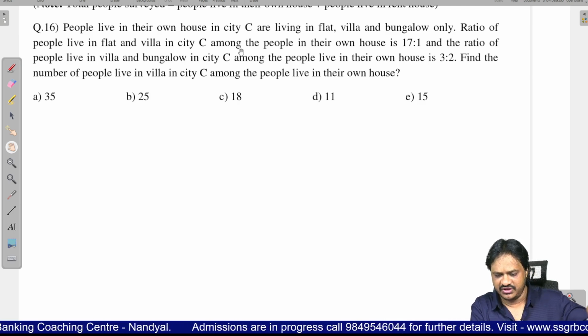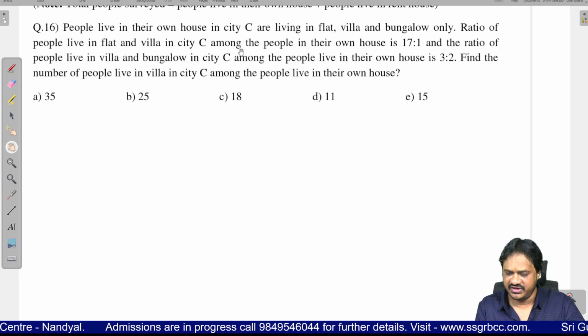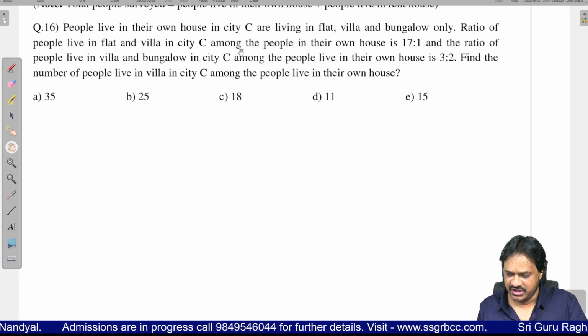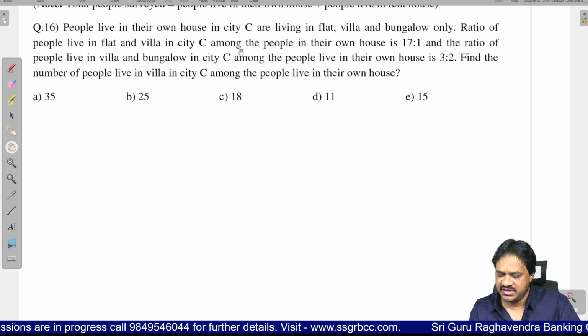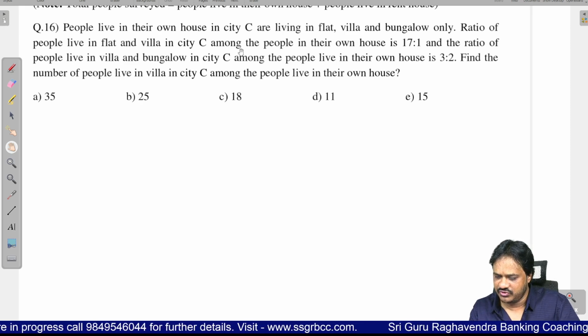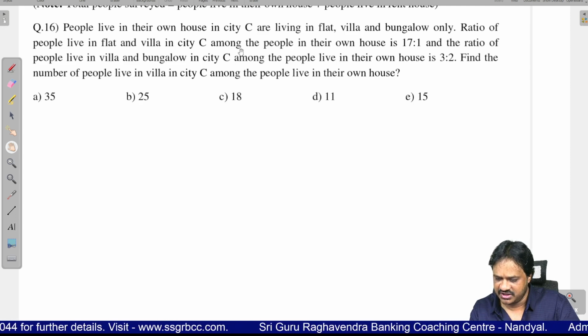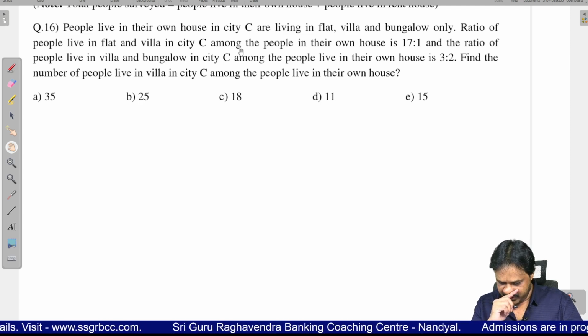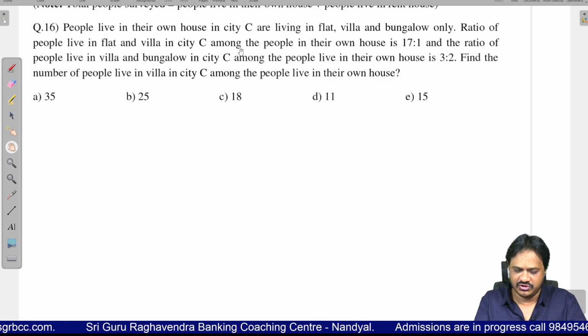If the people living in their own house in city F, city C are living in flat, villa and bungalow only. The ratio of the people living in flat and villa in city C among the people living in their own house is 17:1, and the ratio of the people living in villa and bungalow in city C among the people living in their own house is 3:2. Find the number of people living in villa in C among the people who live in their own house.